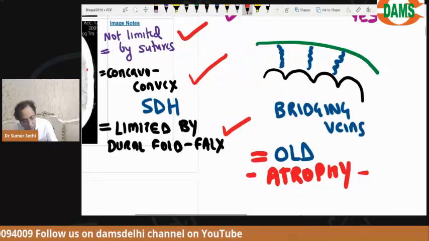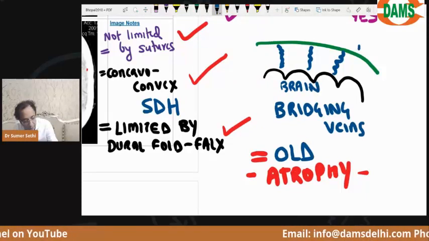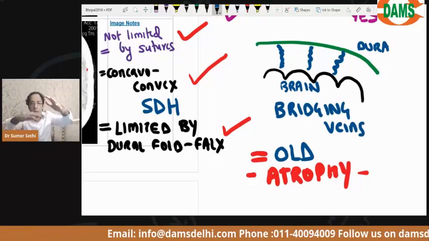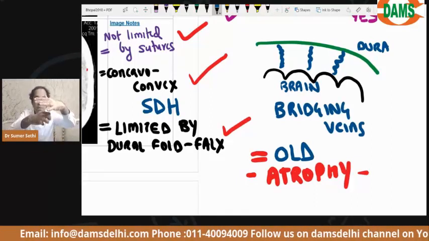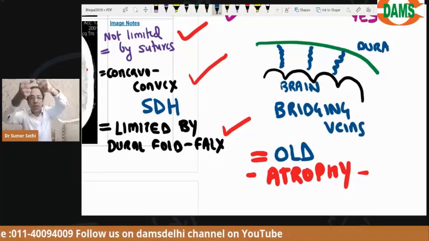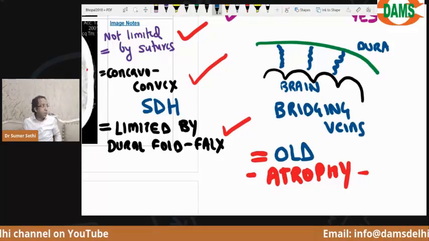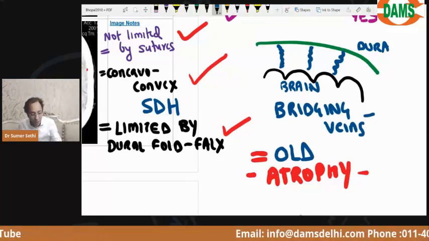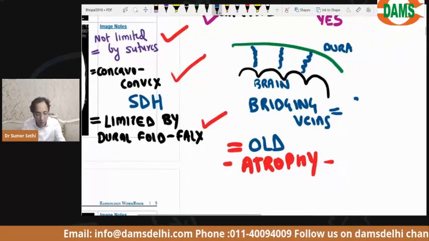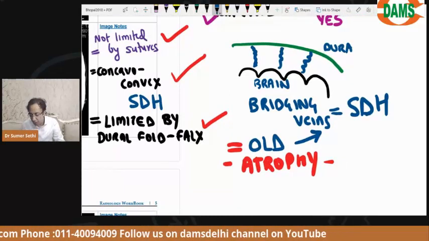When this brain atrophies, what will happen to the bridging veins? Anybody can think of it. Think and tell me. This is the dura, this is the brain, in between are bridging veins. When the brain atrophies, the bridging veins will be stretched. They will be under tension. When they are under tension, they rupture. And that is why subdural hematoma is commonly seen in old people due to rupture of bridging veins.